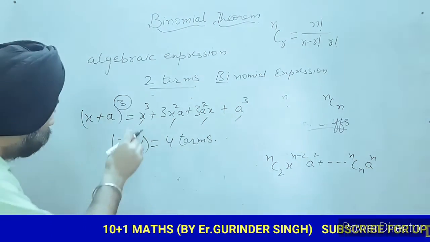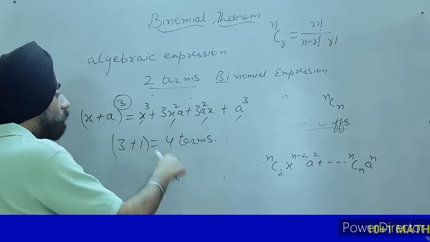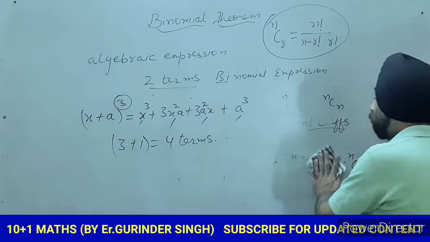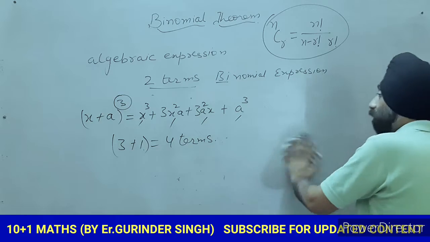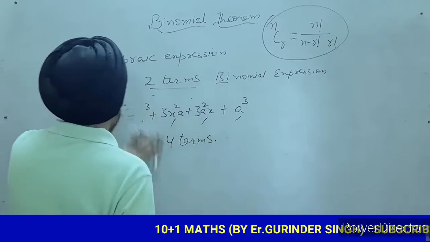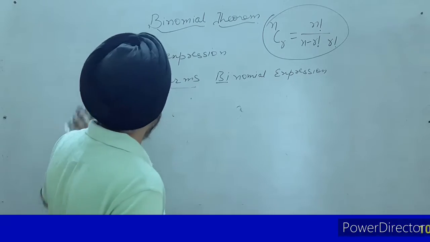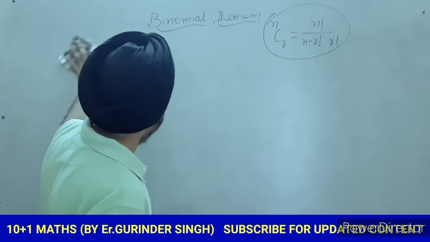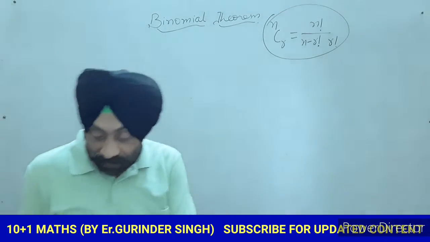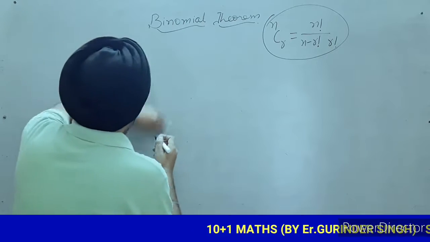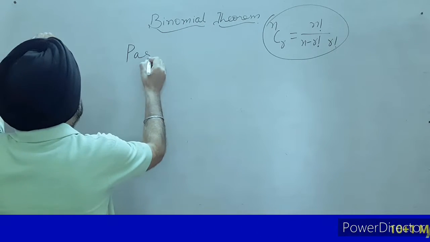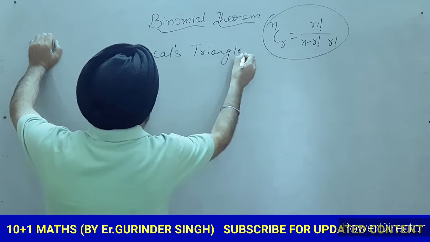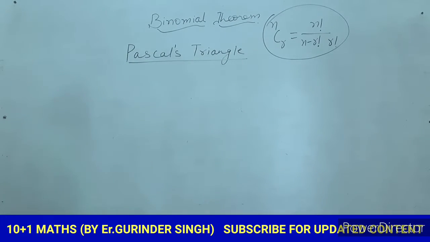I hope you have understood this concept, number of terms, then how to calculate the binomial coefficients, and how to write the expansion of x plus a raised to power n. We will do this by citing an example, right? Achha, when we find the binomial coefficients, we can use this formula or we can use Pascal's triangle.